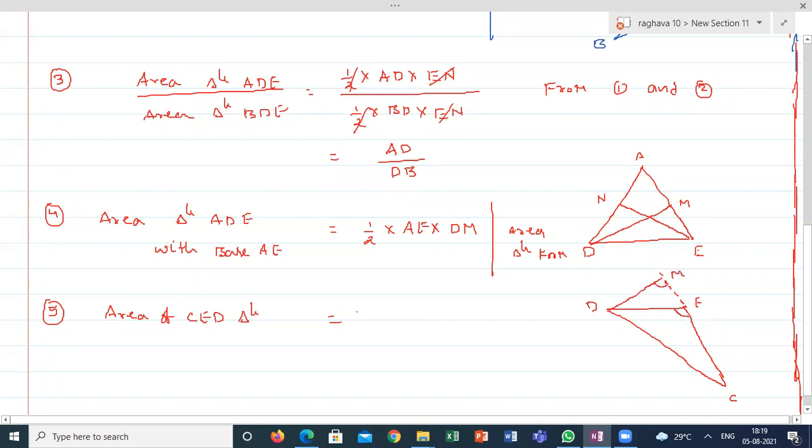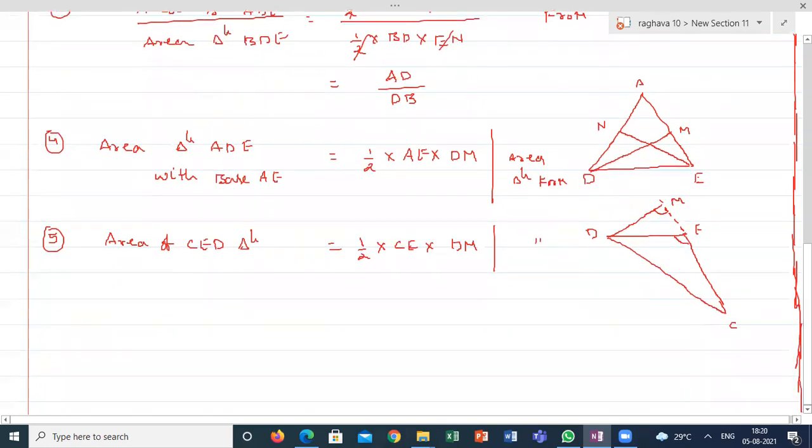So here I am getting half into the base, which is CE, and height is DM. Here also I am using the area of the triangle formula to write this statement. Is it clear, guys? How I got the fifth point?